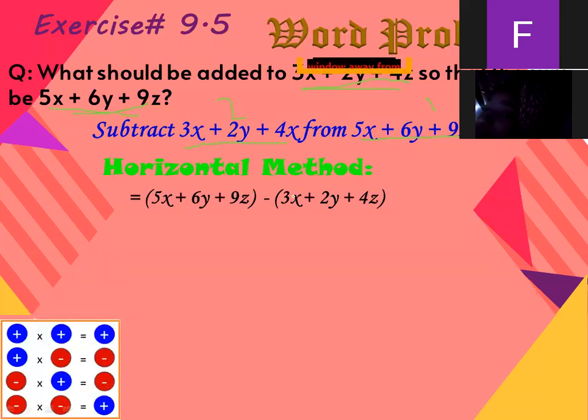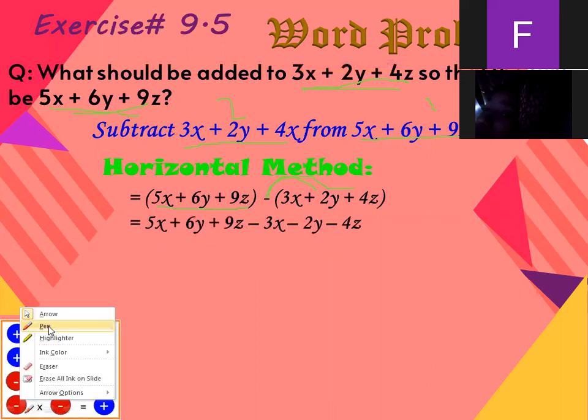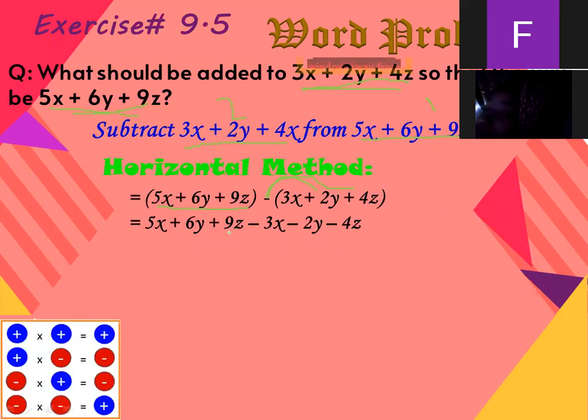Now, what you are going to do here, you are going to multiply this minus with this sign and with this sign as well, and the first expression will remain the same. Okay, so simply you will write your first expression in this way. Your 5x plus 6y plus 9z will remain the same, but you are going to change the sign of your subtrahend. Okay, how? Minus 3x, then minus plus minus 2y, and then minus plus minus 4z.